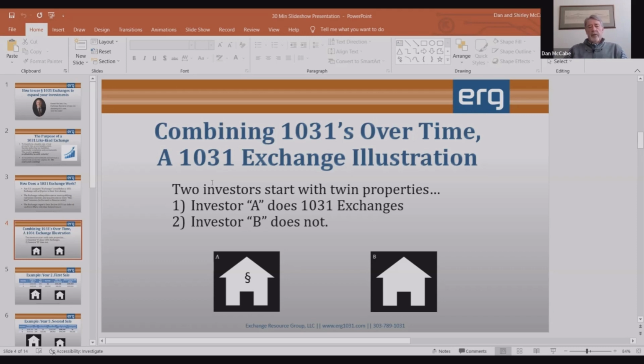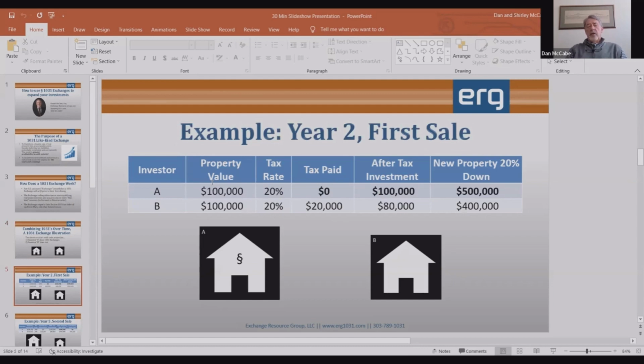We're going to talk about two investors: A, who does the exchange; B, who does not. And just to give you some variations, they're both going to start off with a $100,000 piece of property that they're going to sell. Investor A is going to do the 1031. Investor B is going to pay his $20,000, 20%, and I'm only dealing with federal taxes here. So going forward, investor A has $100,000, which he can put his 20% down and borrow against. Investor B has $80,000.